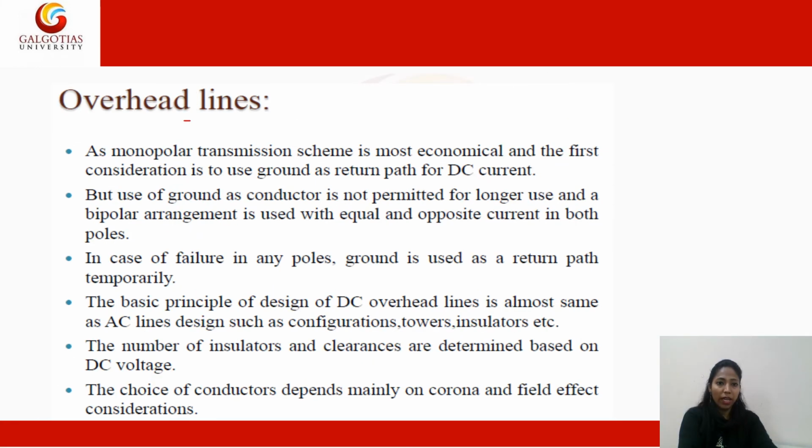Now the overhead lines. The monopolar transmission scheme is the most economical, and the first consideration is to use the ground as a return for the DC current. But use of the ground as a conductor is not permitted for long-term use, so a bipolar arrangement is used with equal and opposite current in both poles. We have the bipolar option also for long transmission lines, where we can use the ground as a return path in case of failure in any pole.